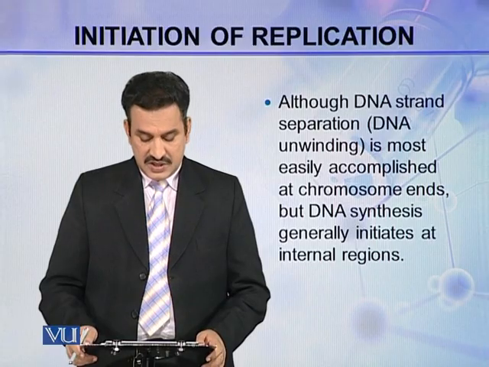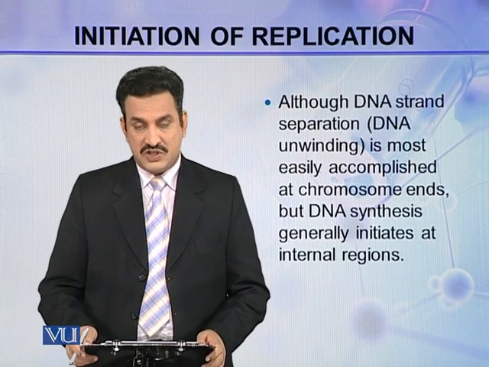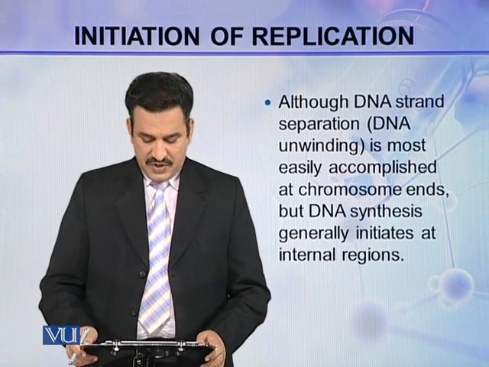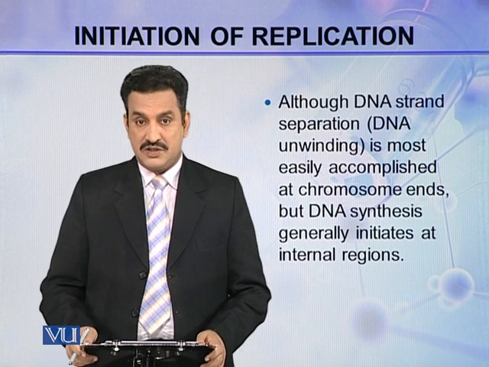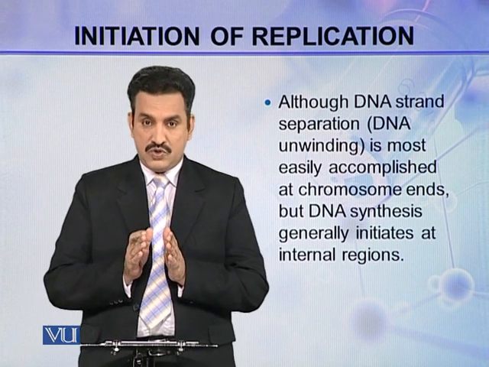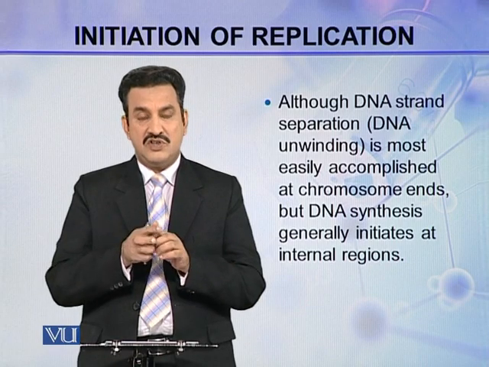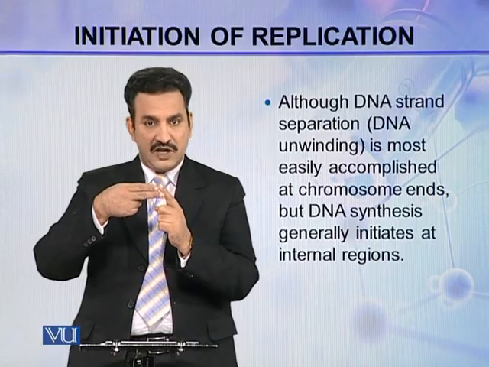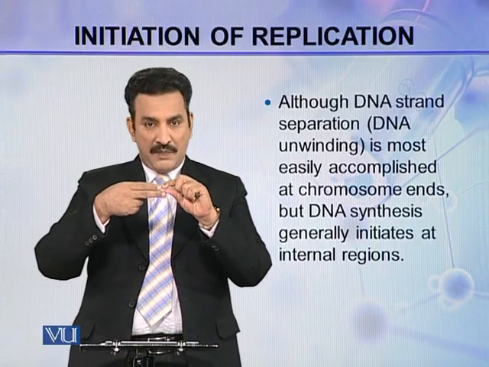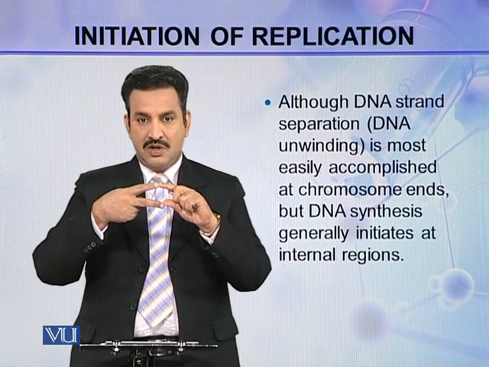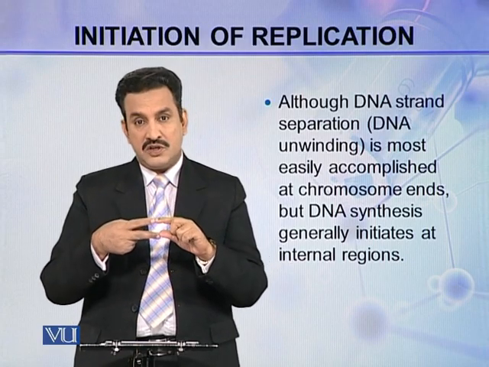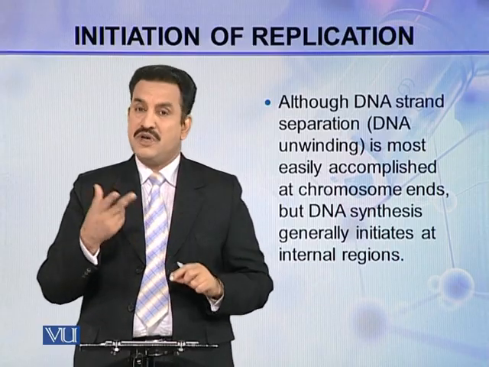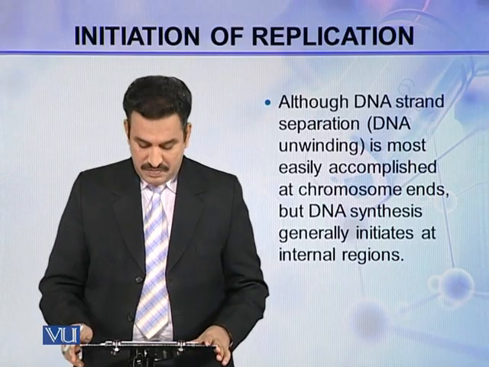Although DNA strand separation, which is also called DNA unwinding, is most easily accomplished at the chromosome ends. So, at the end of a chromosome, you can see the DNA is double-stranded, and if this is the end of the chromosome, this opening up of the double strand is very easy. So, if replication has to start from the chromosome ends, the opening up would not be any problem.